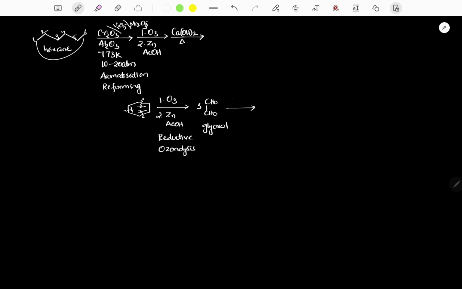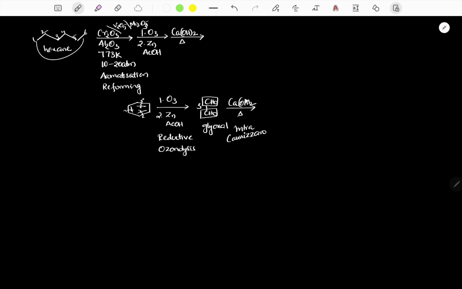Now it is treated with calcium hydroxide and heat. It is an aldehyde without alpha proton. So aldehyde without alpha proton treated with the base, therefore it is a Cannizzaro reaction. And of course within the same molecule we have 2 CHO groups, therefore it is an intra-Cannizzaro reaction.